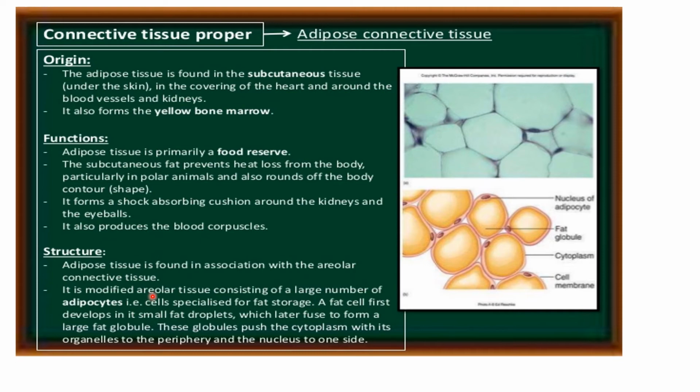It is modified areolar tissue consisting of a large number of adipocytes, that is, cells specialized for fat storage. A fat cell first develops small fat droplets which later fuse to form a large globule. As you can see over here, this has formed a large globule. This globule pushes the cytoplasm with its organelles to the periphery and the nucleus to one side. As you can see over here, this nucleus is pushed to one side and this forms the fat globule.